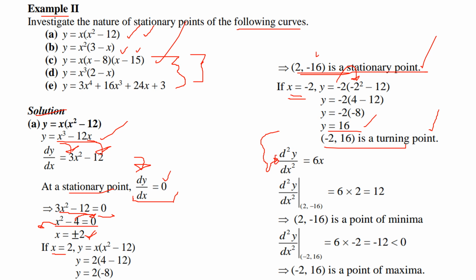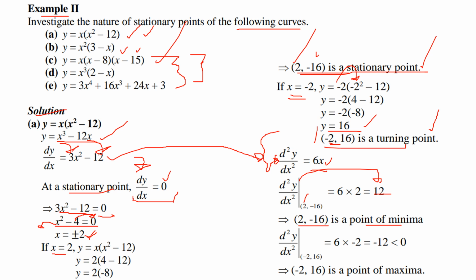So in finding the second derivative from the first derivative, remember that this is our expression. Differentiating it the second time, we get 6x. And then we substitute for values of x in both of these points. If I substitute x as positive 2, you get your second derivative to be positive 12. And any number greater than 0 means that point has to be a minimum. So since you have positive 12, point (2, -16) is a point of minima.